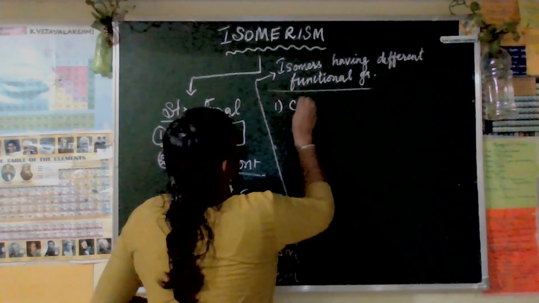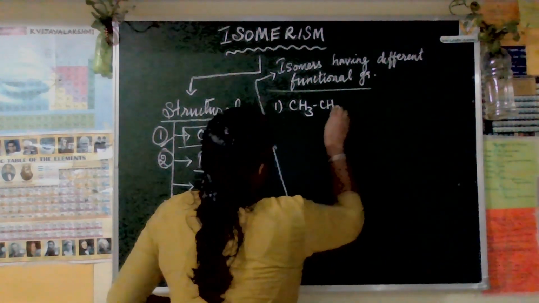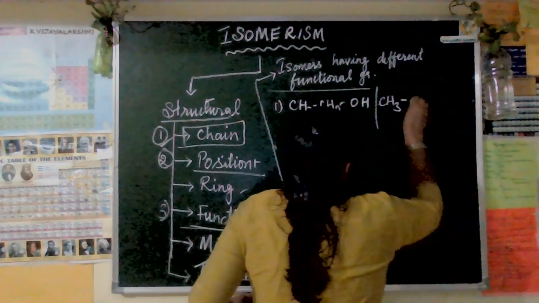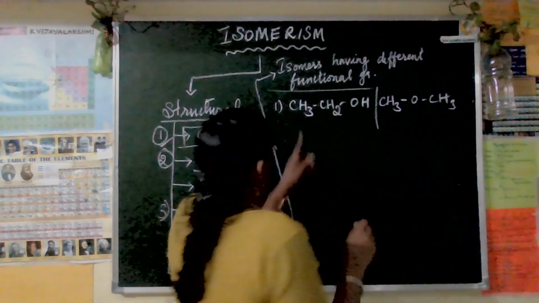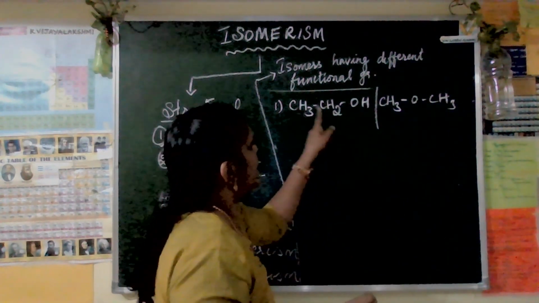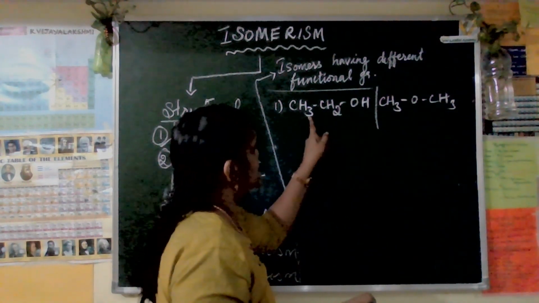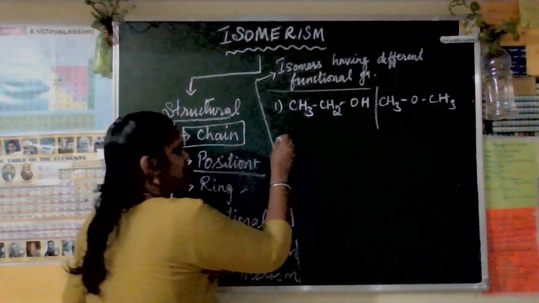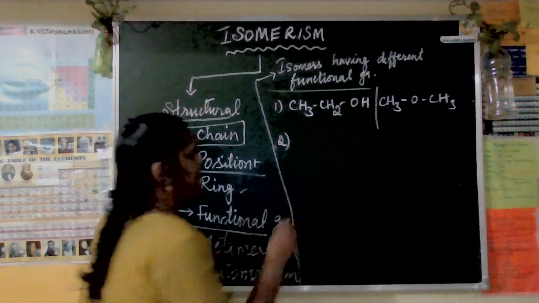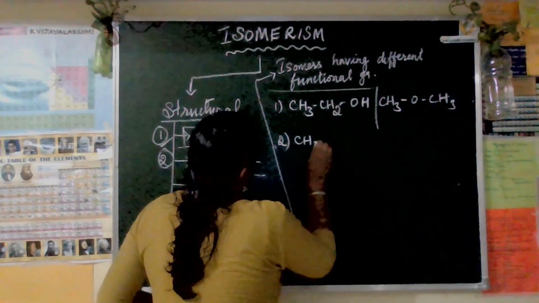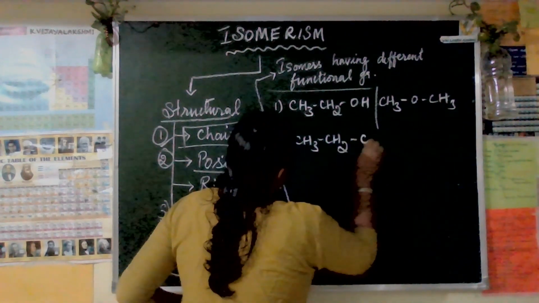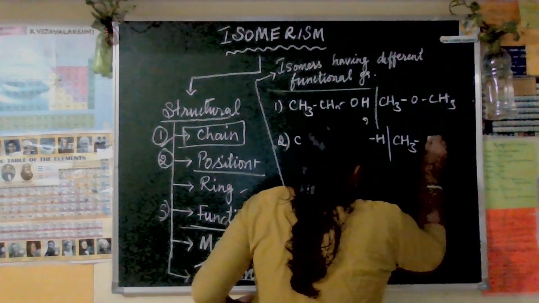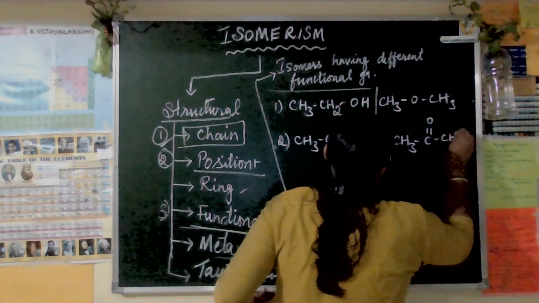Now the first one here, CH3CH2OH. The same way here, CH3OCH3. Now CH3CH2OH: how many carbons are there? Two carbons. How many hydrogens? 5 plus 1, 6. The same way, 6 and 2. Let us write some more examples. The next one, CH3CH2C=OH, whereas here CH3C(=O)CH3.